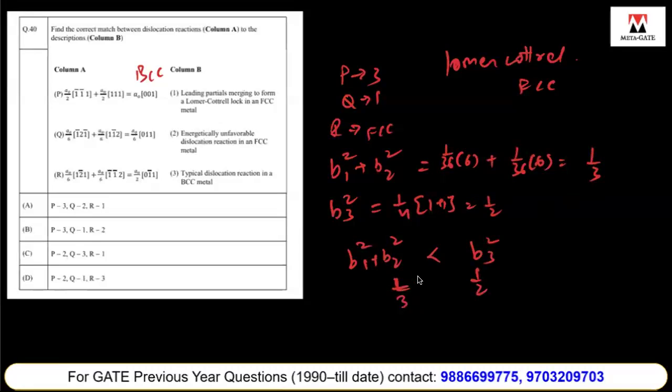But to become energetically favorable, this should have more energy in order to decrease its energy so that this will be formed and have the lowest energy. But here in this case, we are having B3 square as more energy. So it is 3, 1, 3, 1, 2.